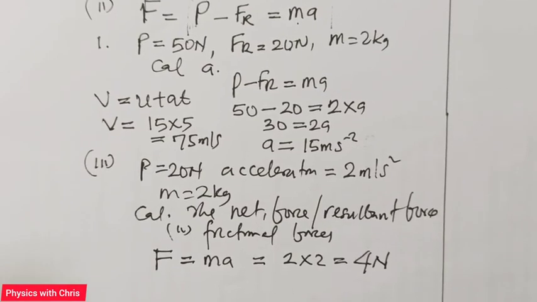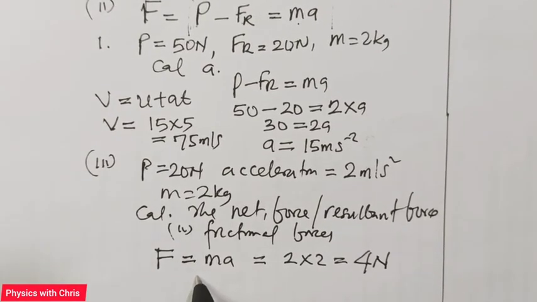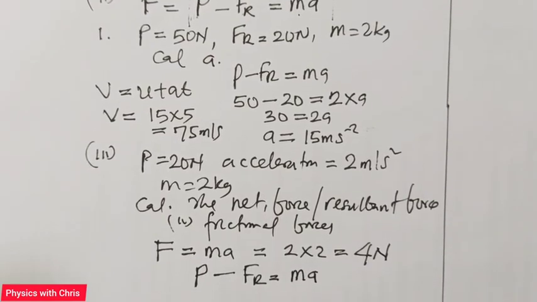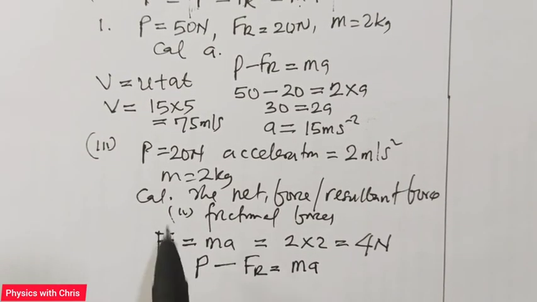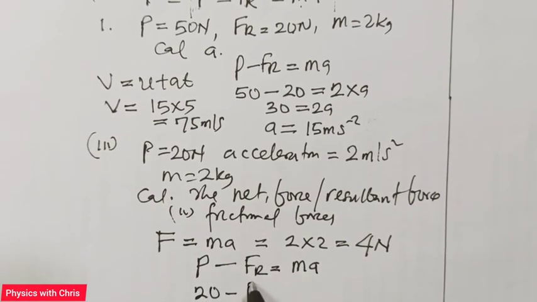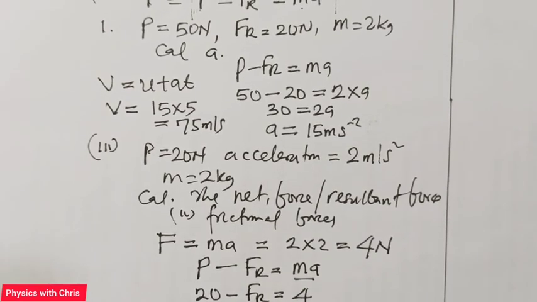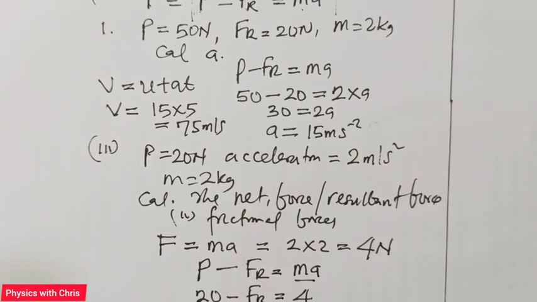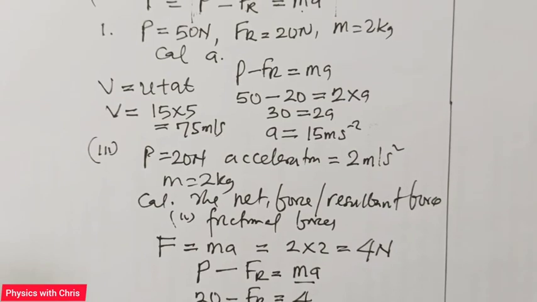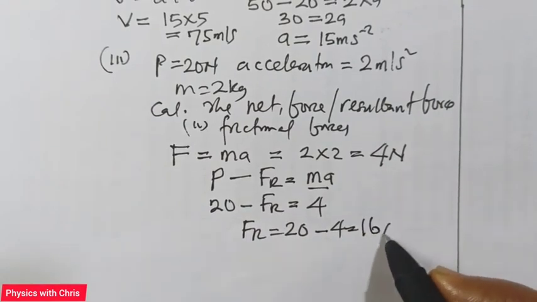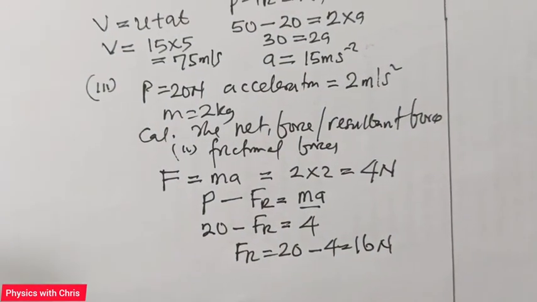Now, how do we calculate the frictional force acting? We write the forward force, the pull on the body, minus the frictional force Fr, is equal to mass times acceleration, from Newton's second law of motion. Now they have told us that P is 20, so 20 minus Fr equals MA, which we calculated as 4. If you make Fr the subject of the equation, it gives you 20 minus 4, which is 16 Newton. So the frictional force acting is 16 Newton.